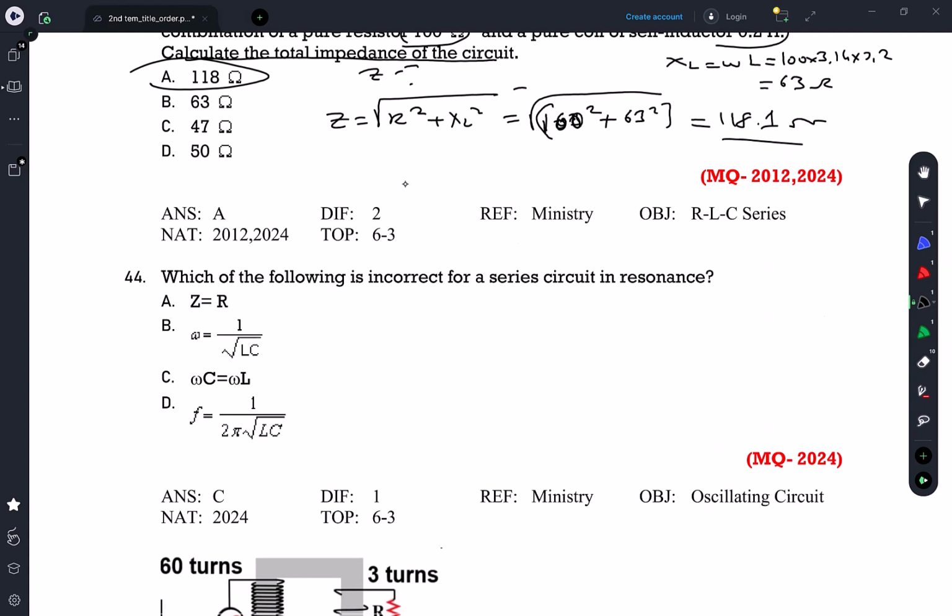Which of the following is incorrect for a series circuit in resonance? R is equal to Z. It is correct. Omega is equal to 1 over root of LC. It is correct. Omega C is equal to omega L. Incorrect. This is incorrect because omega C is equal to 1 over omega L, or omega L is equal to 1 over omega C. So this is incorrect. The last one is also correct.